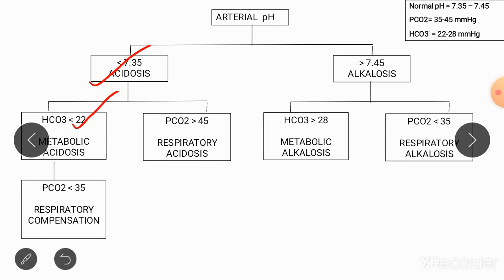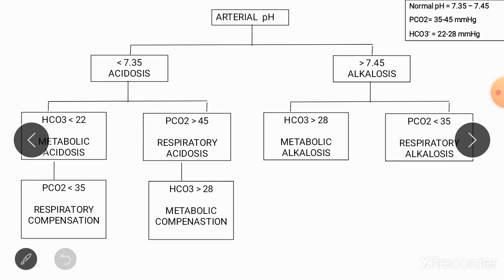Now let us move on to the next scenario in which the person is suffering from respiratory acidosis. So what you determined was that the patient had a pH of less than 7.35. His carbon dioxide levels were very high, which meant his lungs were not working properly, and he was retaining carbon dioxide, which increased his partial pressure of carbon dioxide in his blood and led to respiratory acidosis.